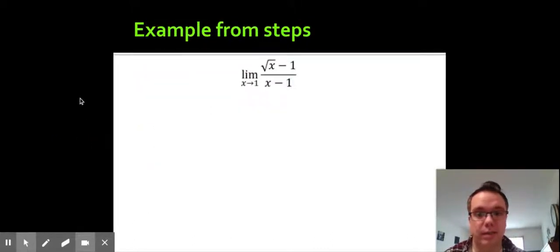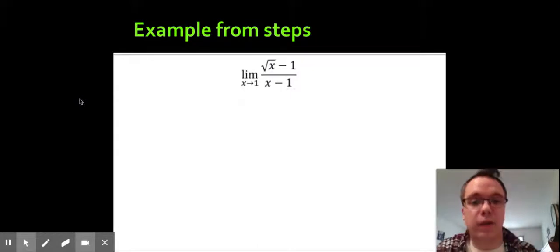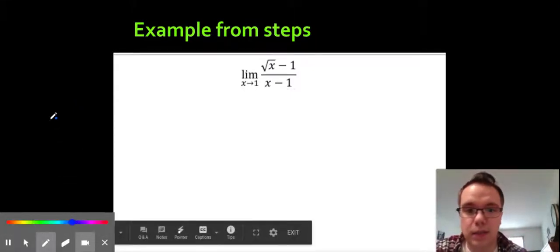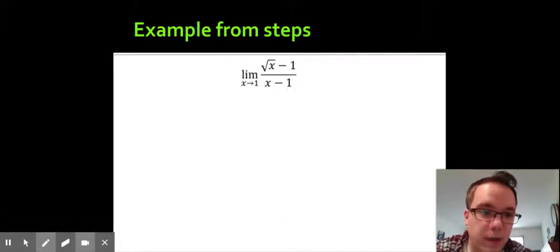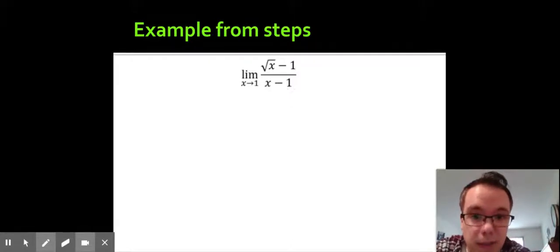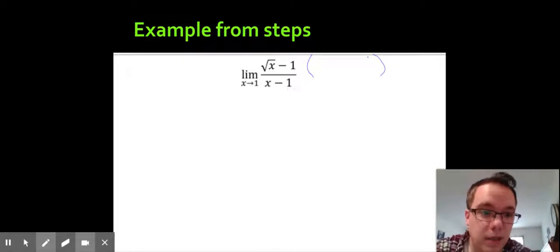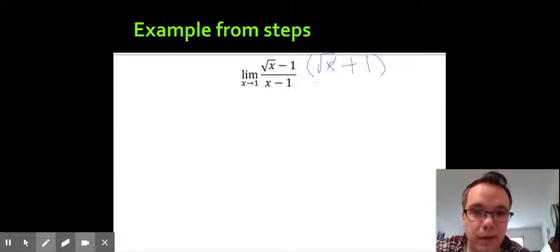So let's do this first example: the limit as x goes to 1 of the square root of x minus 1 over x minus 1. So if you notice, if we plug in the number that our limit is going to, 1, in the bottom, we'll get 1 minus 1, which is 0. So we do have to do some work in order to get that bottom to not be 0. So what we're going to do is multiply the top and the bottom by the conjugate of the part with the radical, and that would be our numerator. So the conjugate of the square root of x minus 1 is the square root of x plus 1. And we're going to multiply that on top and bottom.